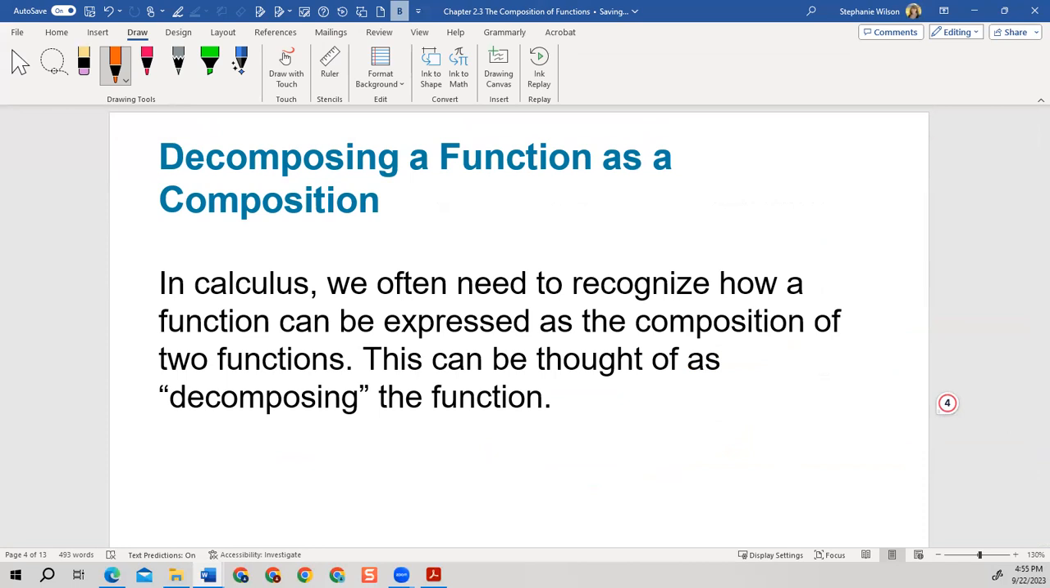All right. Decomposing a function as a composition. If you want to read this part, go for it, and let's actually do it.